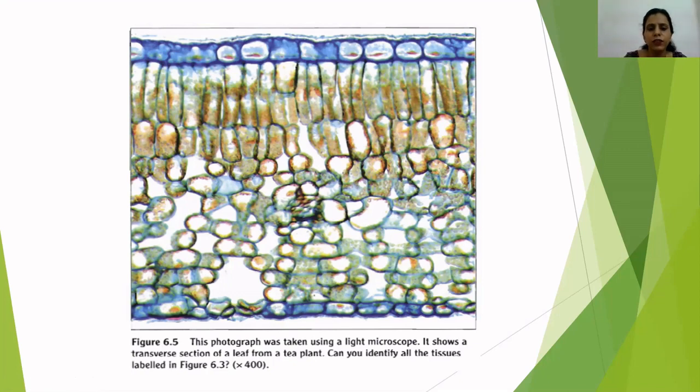Okay, so if any such type of picture is given in your IGCSE papers, you should be able to identify different parts of this transverse section of a leaf. Right now we are focusing on Palisade mesophyll cells. So these first two layers of cells are known as Palisade mesophyll cells.